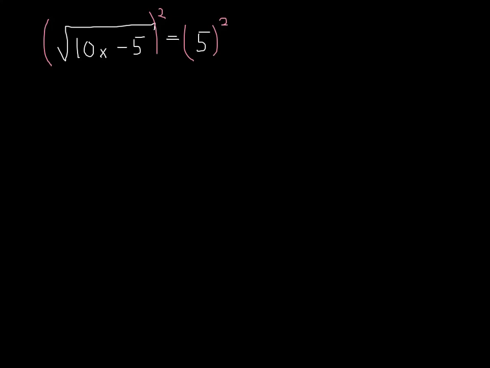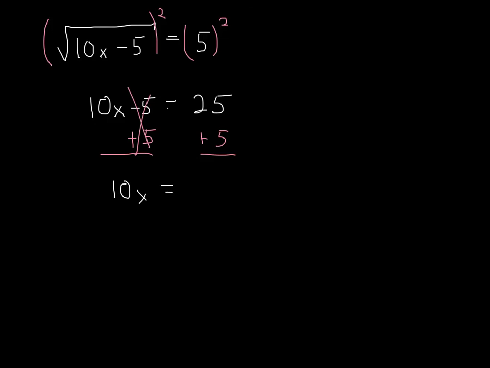So I square both sides and I find 10x minus 5 is equal to 5 squared, which is just going to be equal to 5 times 5, which is 25. Now I want to get my x isolated, get x by itself, so I'm going to add 5 to both sides. That gets rid of my 5 on the left, and I'm left with just a 10x, and that's going to be equal to 25 plus 5, which is 30.